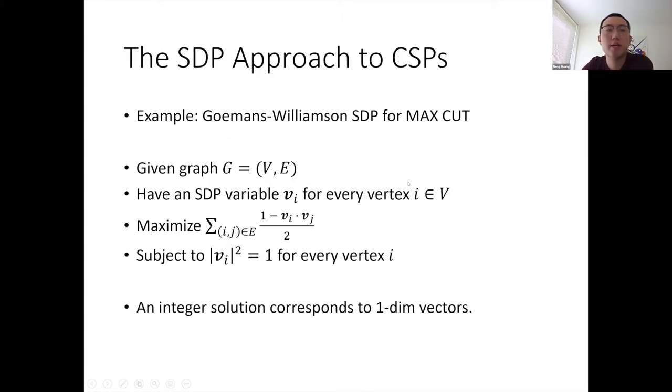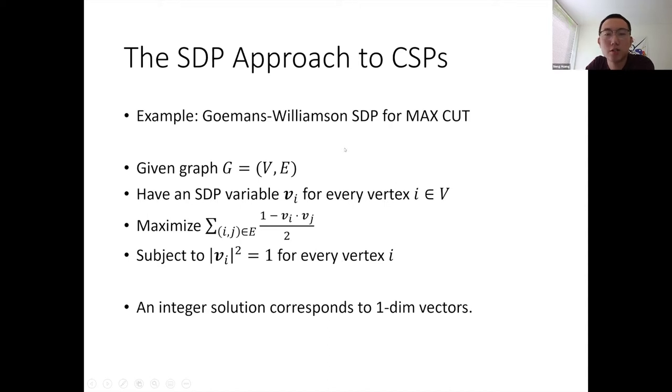So let me talk about the SDP approach to CSPs. I believe this originated from the Goemans and Williamson work on max cut. They gave the following semidefinite programming relaxation for max cut. Given a graph G, we have an SDP variable v_i, a vector-valued variable for every vertex i. The goal of the SDP is to maximize the sum over all edges ij of (1 minus v_i dot v_j) over 2, subject to the condition that all these vectors are unit length.